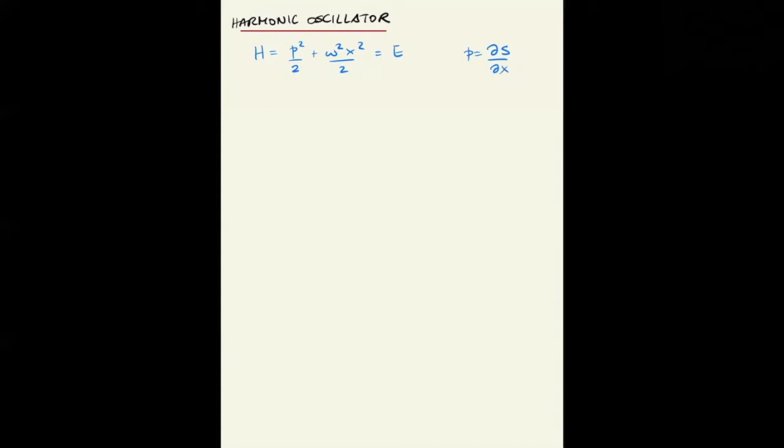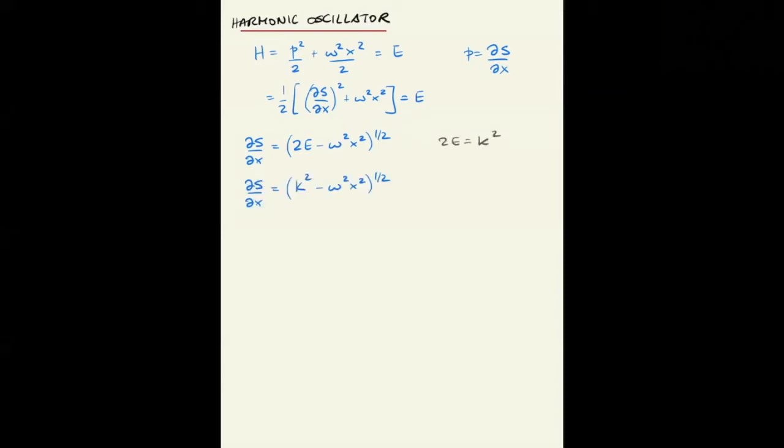Let's substitute now the momentum by the derivative of the generating function with respect to the coordinate. Substitute this momentum in the Hamiltonian, and you can solve now this equation to find what the generating function is. Isolate the generating function. Substitute now here twice the energy by k squared, the reasons for which are going to be clear later. And thus you have the generating function, at least in integral form.